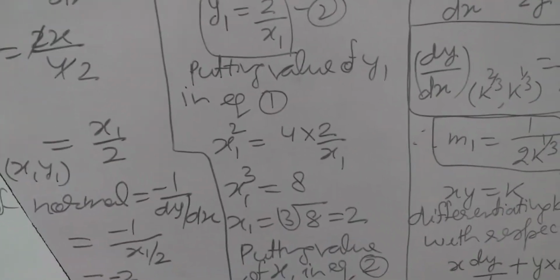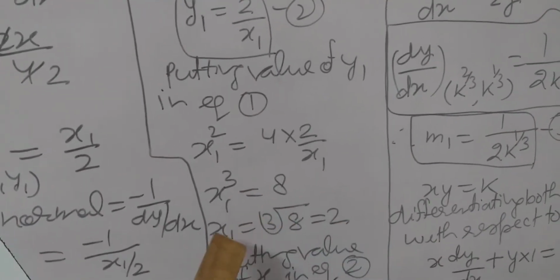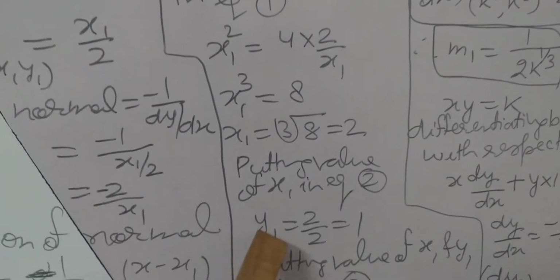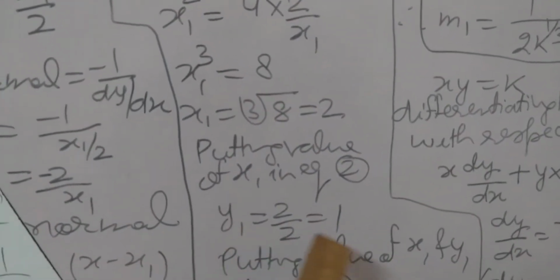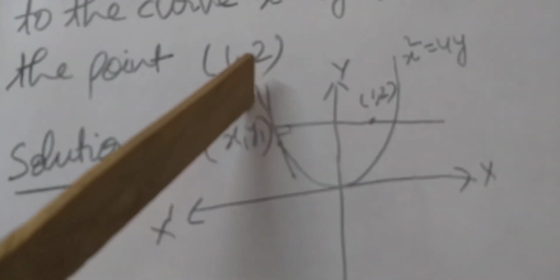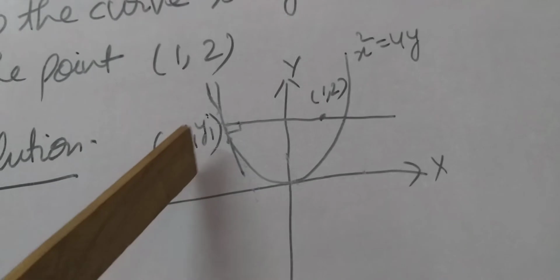So we have got the value of x1. Now we are going to put value of x1 in equation number 2. So when we put value of x1 in 2, then value of y1 equals to 1. y1 equals to 2 upon 2 equals to 1. So student, we have got the coordinate of this point (x1, y1).